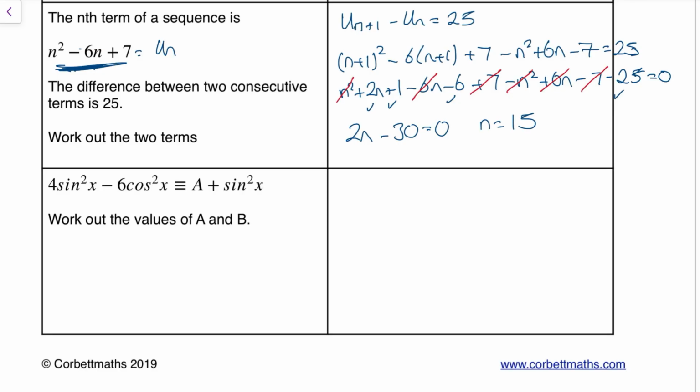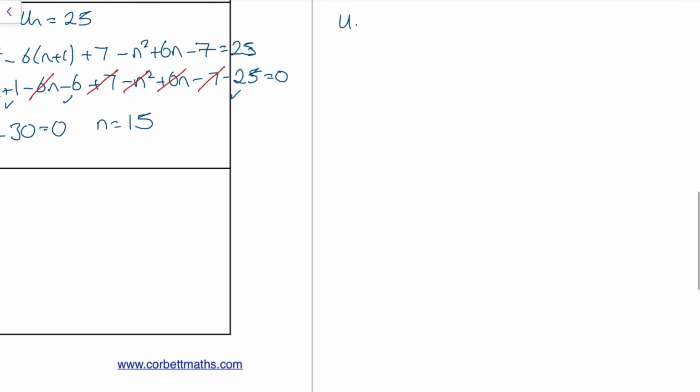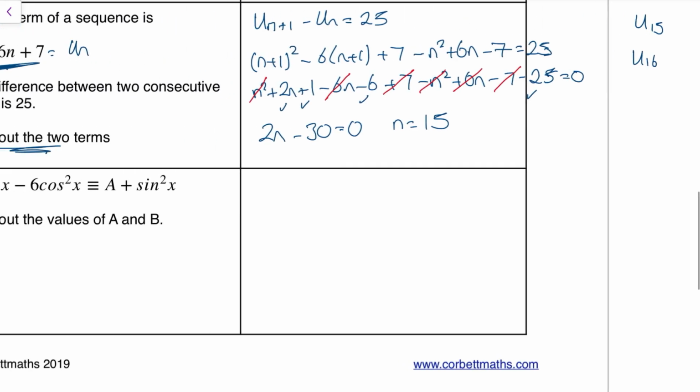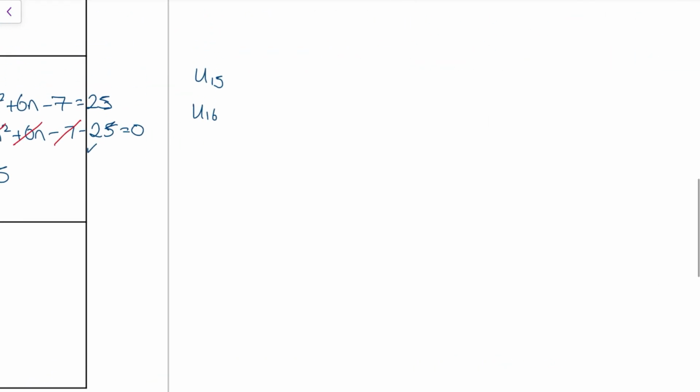And that is not the question done, because actually it then says work out the two terms. So I'm going to have to go over here for space, aren't I? So I then need to work out u15, the first one, and u16, which is the second one. So let's remember that it's n squared minus 6n plus 7. So again, I'm going to write it out here so you can see what I'm doing. So un equals n squared minus 6n plus 7. So u15 is equal to 15 squared minus 6 times 15 plus 7.